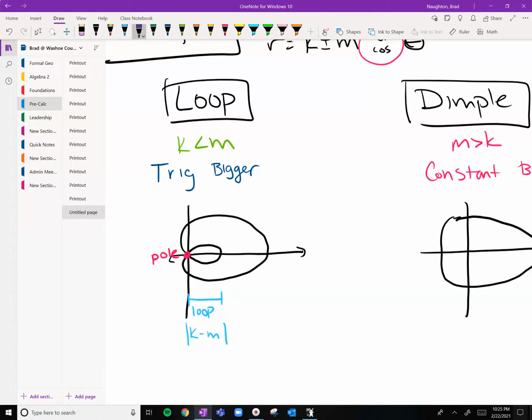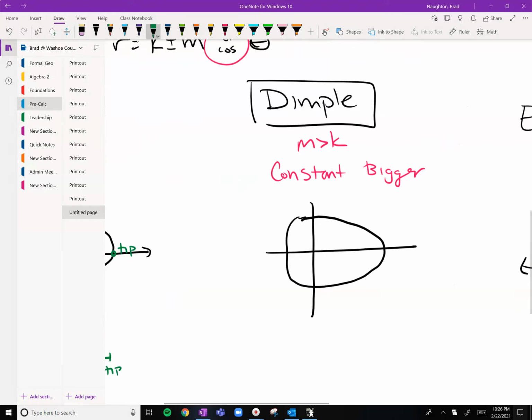Okay. So to find out what this point is and this point here, from here on out it's pretty much the same thing as a cardioid. This would be your k value, and the k value, remember, is the number that's in front. And then just like we did before, from pole to tip, it's going to be the absolute value of k plus the absolute value of m. So you take the absolute values of those numbers and add them together. Okay, so we have a nice little shortcut for that one.